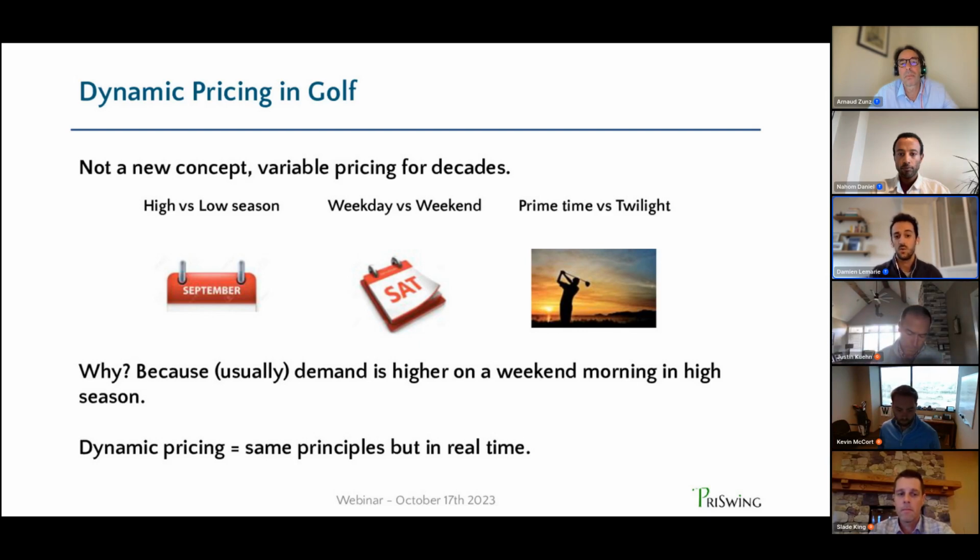So why all those different prices? The reason is simple: usually demand is higher on a Saturday morning in high season than on a Monday afternoon in low season. Dynamic pricing is exactly the same idea, same principles, but in real time. So, for example, if you have a very busy Monday in February in low season, you can charge the highest price and you are not stuck with your winter weekday pricing.